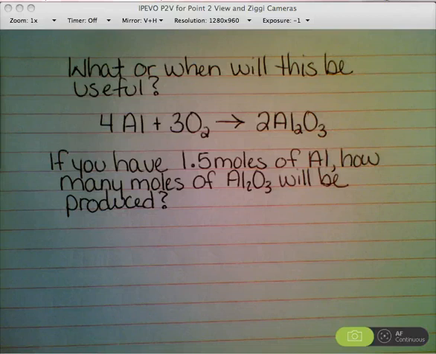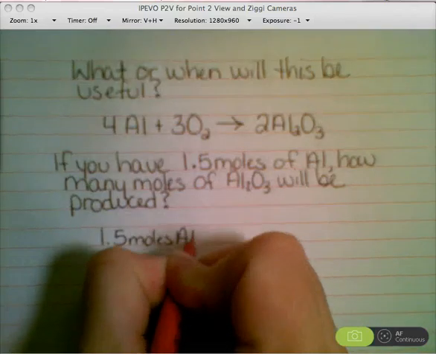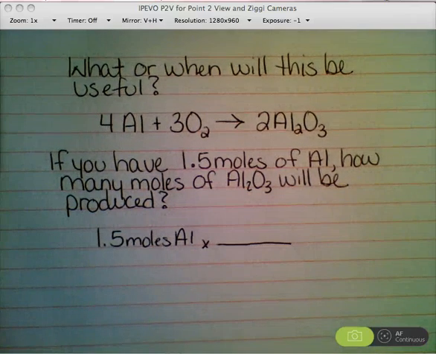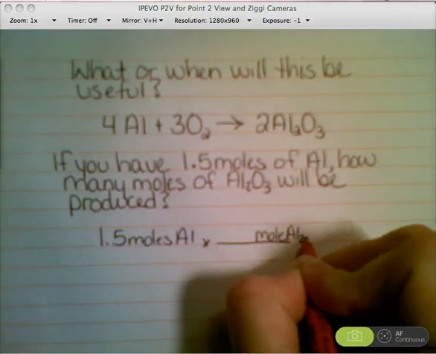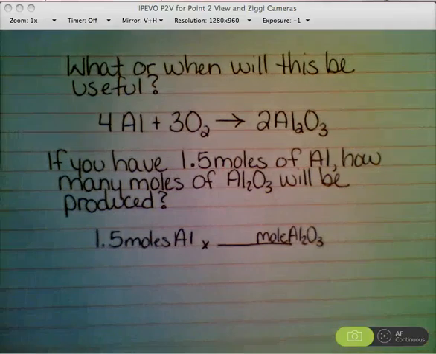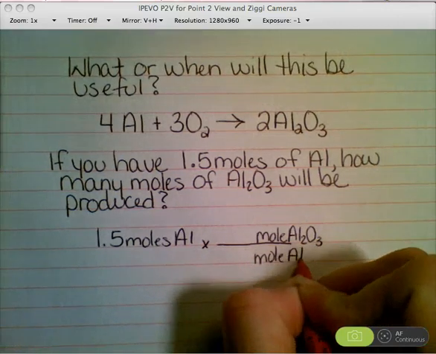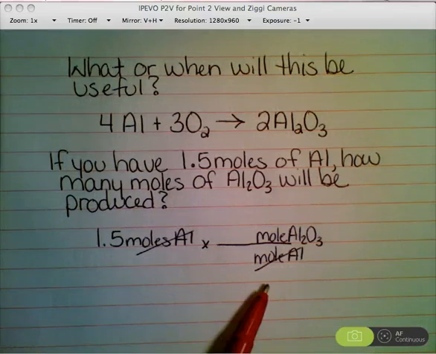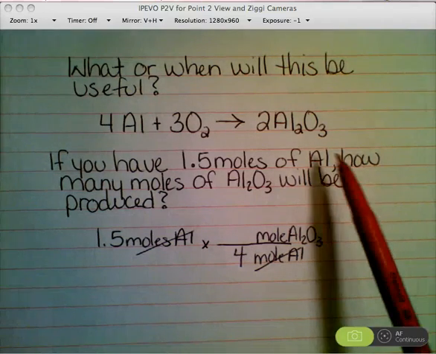Well, if all I have is 1.5 moles of aluminum, I now need to figure out how I will use my mole ratio of aluminum to aluminum oxide. Well, I want moles of aluminum oxide, so that's going to go in my numerator. And I need to put moles of aluminum in the denominator to cancel it out. So now we look back at our equation and figure out how many moles I have of aluminum in the balanced equation. I have 4. And how many moles of aluminum oxide? I have 2.